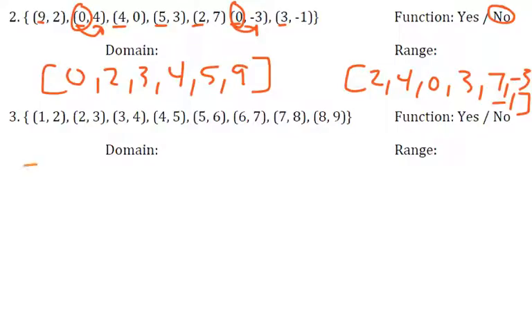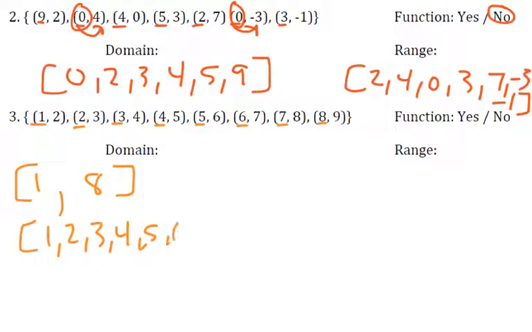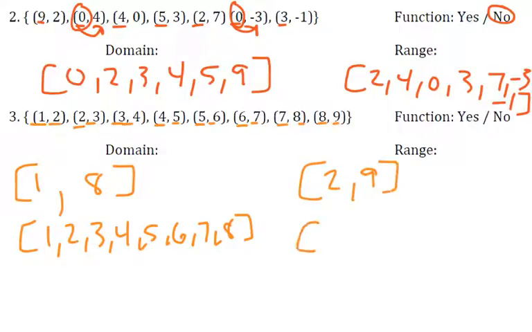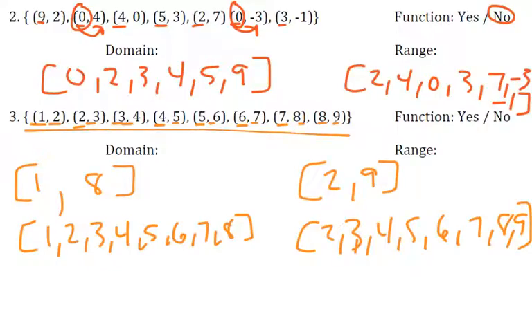Okay, on the next one, our domain is 1, 2, 3, 4, 5, 6, 7, 8. So basically 1 to 8, right? We could write it like that, or list 1, 2, 3, 4, 5, 6, 7, 8. The range is 2, 3, 4, 5, 6, 7, 8, 9. So we could go 2 to 9. That would be appropriate, but we could also list 2, 3, 4, 5, 6, 7, 8, 9. Now, since we don't repeat any of these, the inputs or the outputs, it definitely is a function.